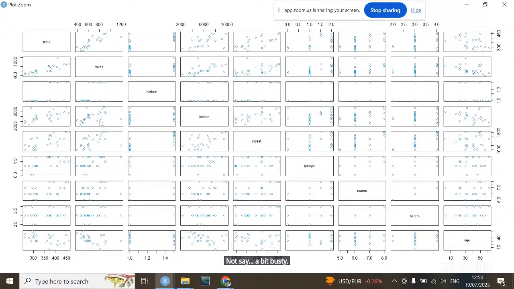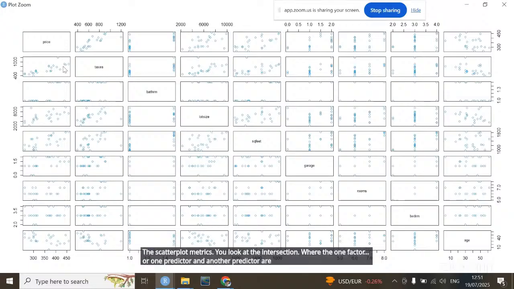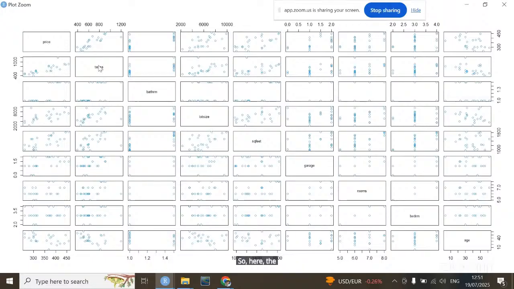When you look at tax and anyway, how to read this thing here, you look at the intersection. For the scatter plot matrix, you look at the intersection where one predictor and another predictor are meeting. So here, the price and taxes. But when you come down here, this is tax and bathroom. When you come down, it is bathroom and lot size.